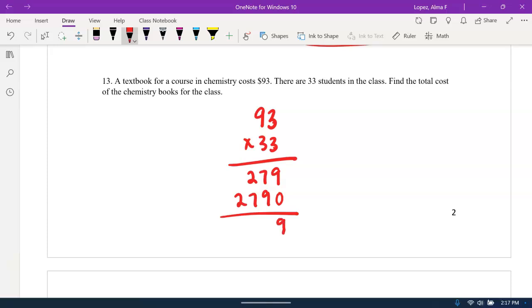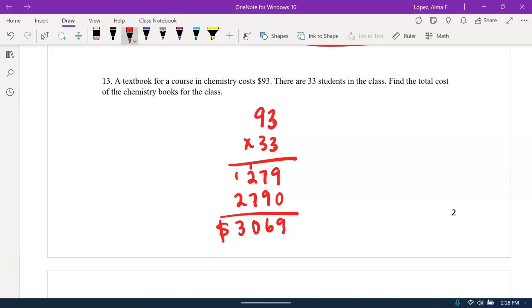9 and 0 is 9. 7 and 9 is 16. Carry the 1. 1 plus 2 is 3, plus 7 more is 10. Bring down the 0, carry the 1. I've got $3,069 is what 33 chemistry books would cost.